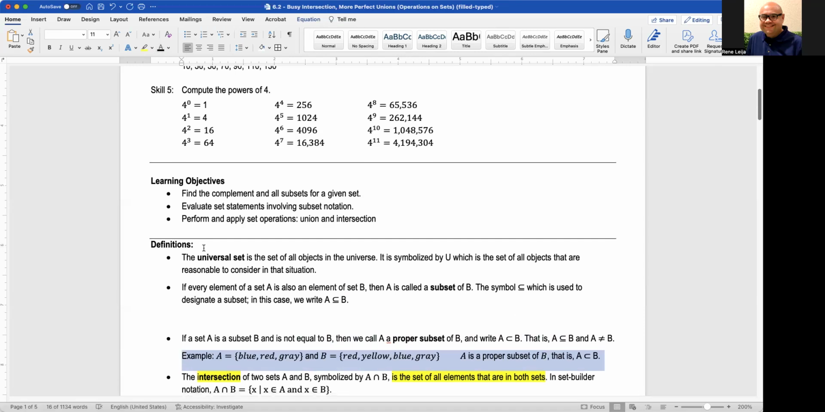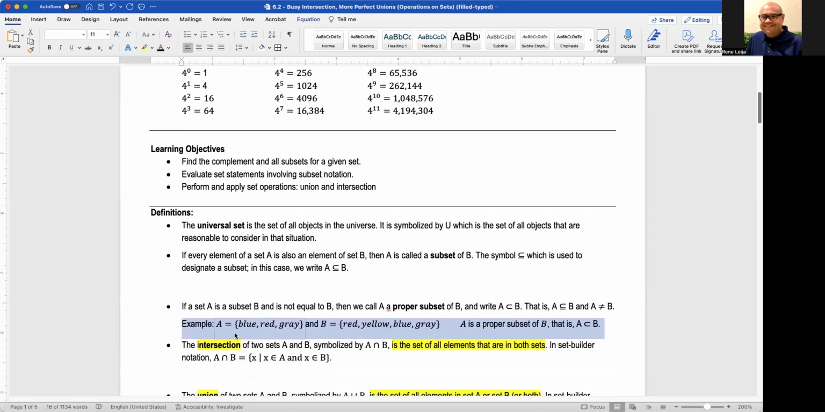And here's the example that I'm talking about. If we have set A as the colors blue, red, and gray, and B are the colors red, yellow, blue, and gray. Notice that all of these colors, blue, red, and gray, are in the set B. Then A is a proper subset, and then we write it. That means that A is a proper subset.